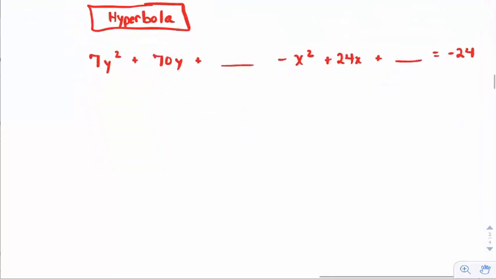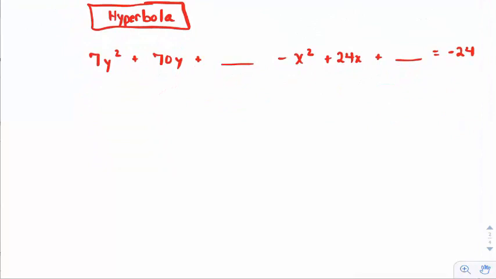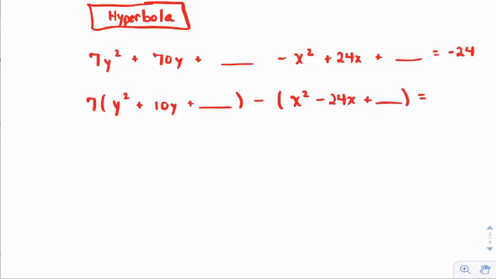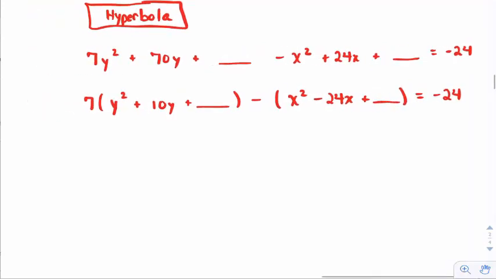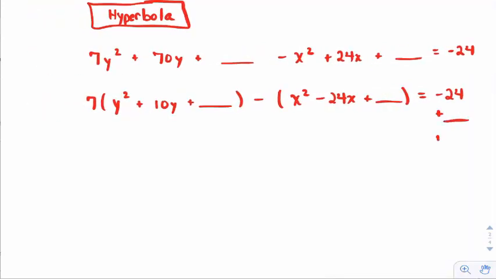Okay, so before I complete the square, let's pull out our GCFs. I'm going to pull out a 7 for my y terms. So it's going to be y squared plus 10y plus blank. And here I'm going to just pull out a negative for my second one. So I have x squared by itself. That's going to be x squared minus 24x plus blank. And again, that equals negative 24. And I'm going to add those two terms that I'm adding to the left-hand side to the right-hand side.